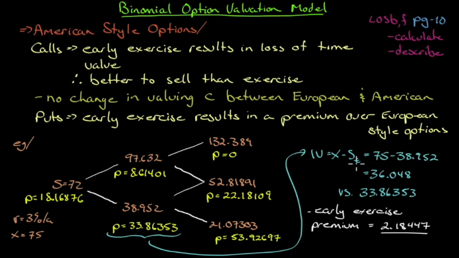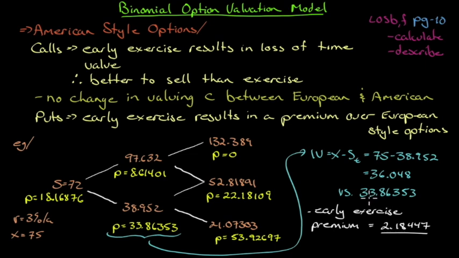So what have we got here? The intrinsic value of this put should be the strike price minus the stock price. That's 38.952, right? Because if you exercised it, that's exactly what you'd make. You'd make 36.048. Well, if it only costs you 33 to buy the put, and you can exercise it and quickly make 36, I think you're doing okay there, right? Versus 33. So early exercise premium must be 218.